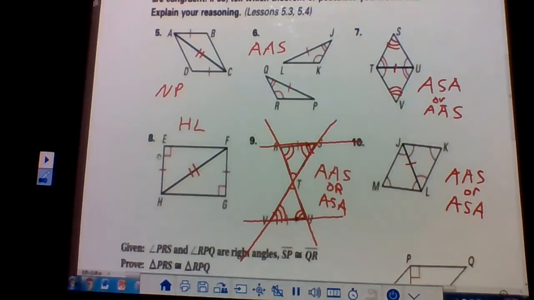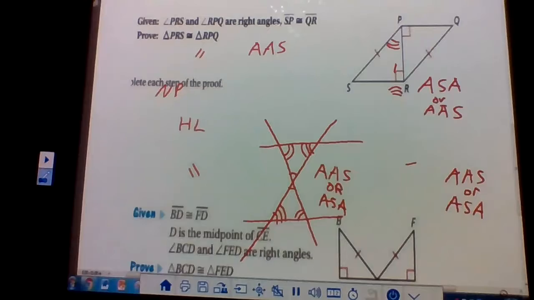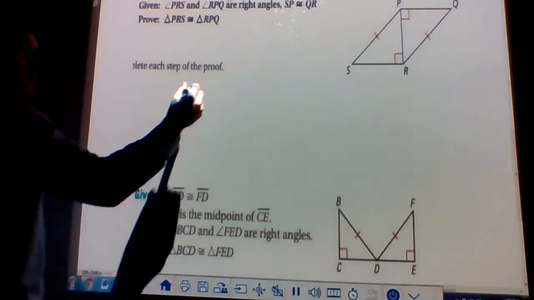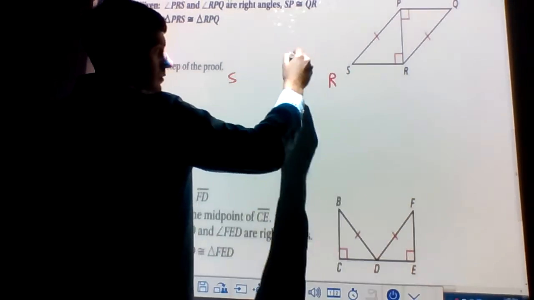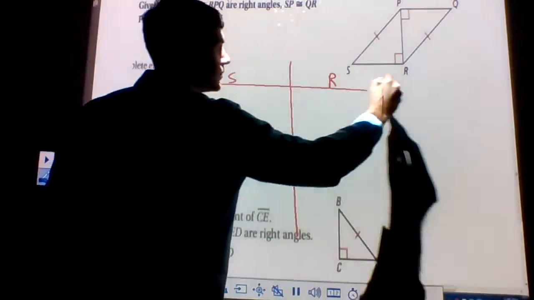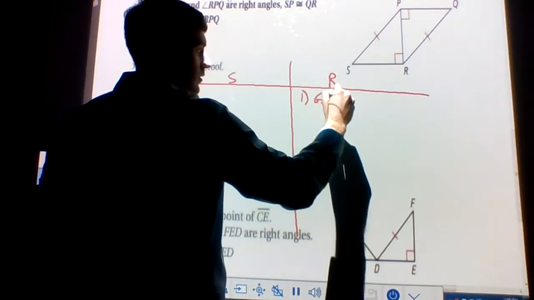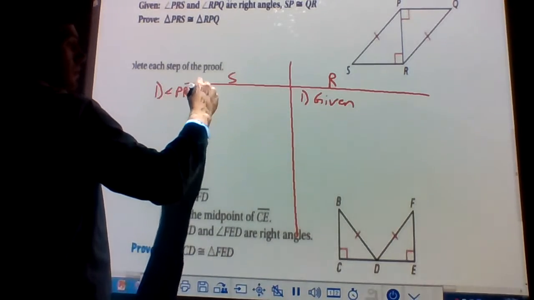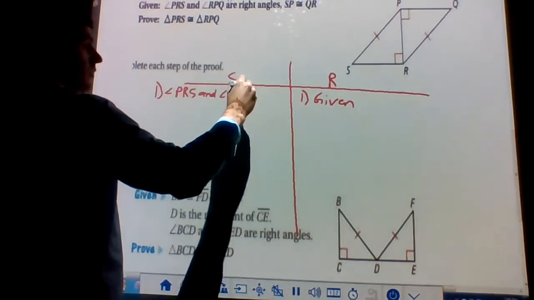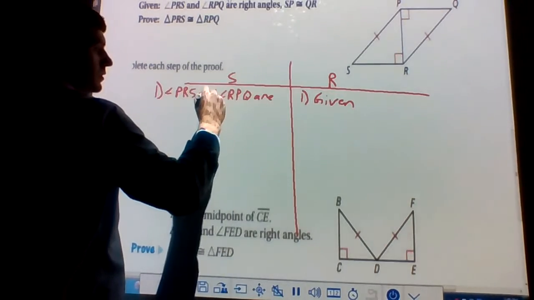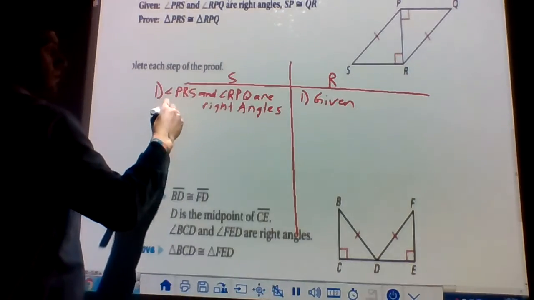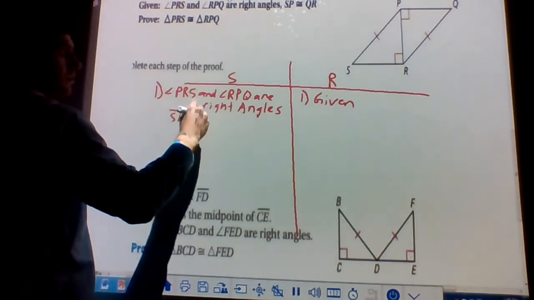Okay, now the two proofs. Scroll down. Okay, so the first one here, we have statements and we have reasons. So we have our given. Our given here is that angle PRS and angle RPQ are right angles. Okay, we also know that SP is congruent to QR.